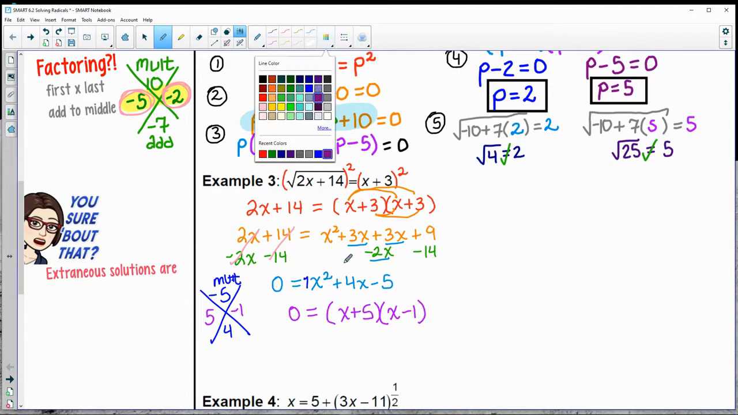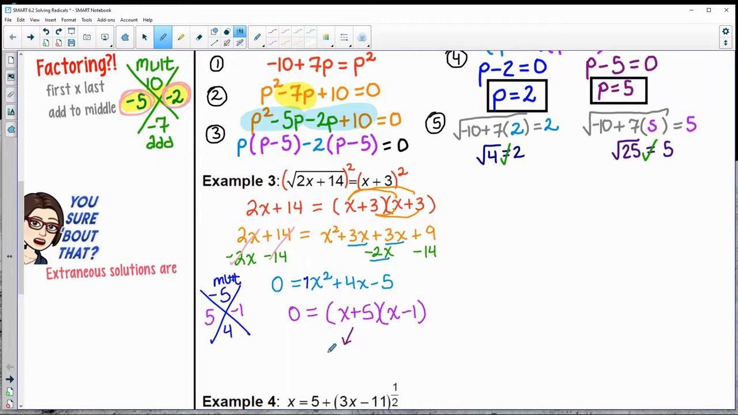Just be sure we keep solving, so each of these pieces is going to go to 0. So it kind of looks like I have two possibilities. So I'm going to write them over here. I see x could be negative 5, and I see x could be 1.